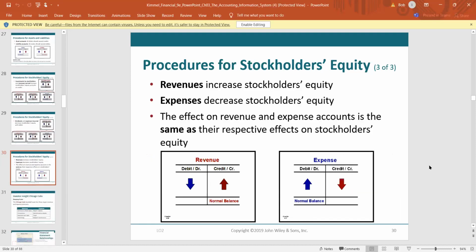The 2 things we want to talk about now are revenues and expenses, sales and expenses. Revenues increase stockholders' equity, as we know. Expenses do the opposite. The effect on a revenue and expense account is the same as what it does to stockholders' equity. But let's look at it more simply. Revenues have a credit balance. Expenses have a normal debit balance. Revenues are increased with a credit. Expenses are increased with a debit. All right.